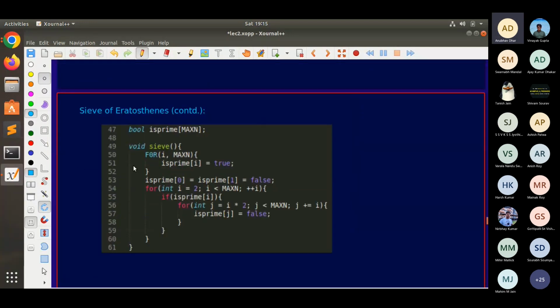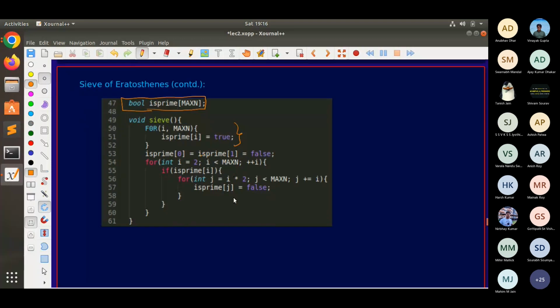So I've written a code of this over here. So isPrime is a boolean. So everybody knows what bool is, right? Anyone? Okay, so it's just either true or false. It's a data type for that. So I've kept a global array for this, and then I've initialized everything to true. And then I've cancelled 0 and 1 because 0 and 1 are not primes.